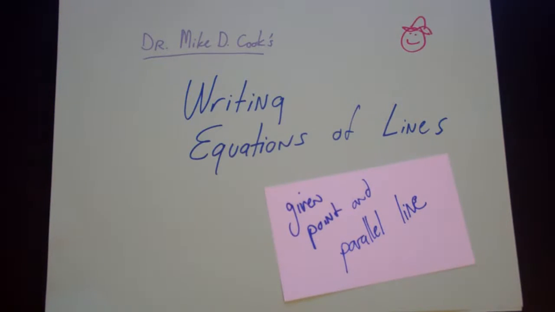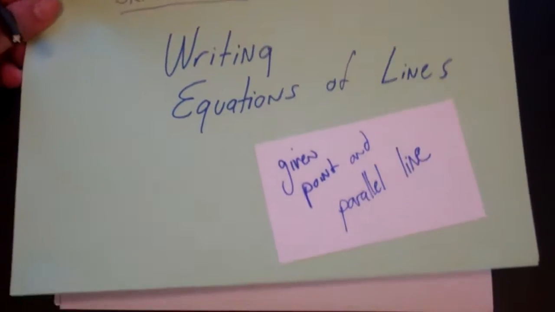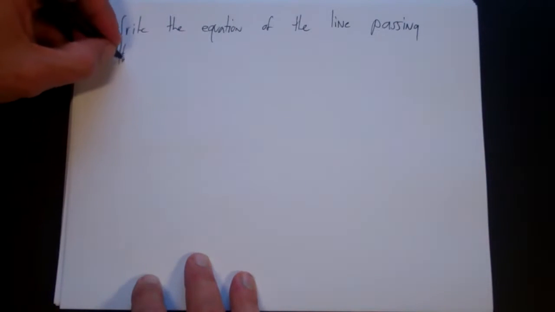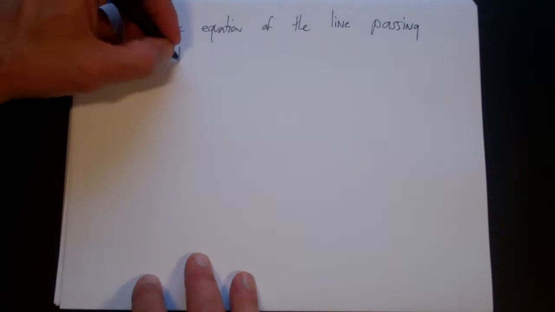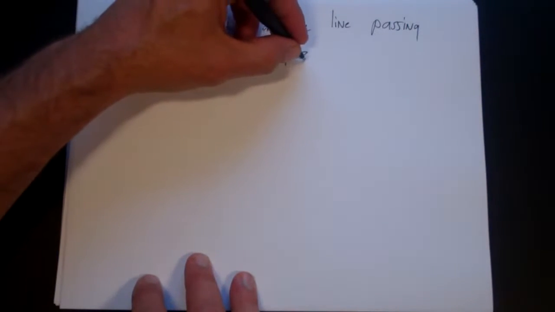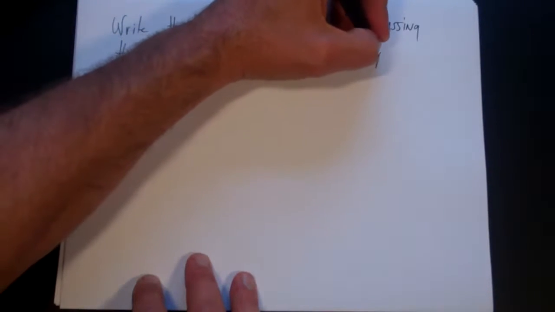Now let's look at the problem where you're trying to write the equation of a line given a point on the line and the slope of a parallel line. Right? So here's a typical problem that's written. So it'll say write the equation of the line passing through a given point.